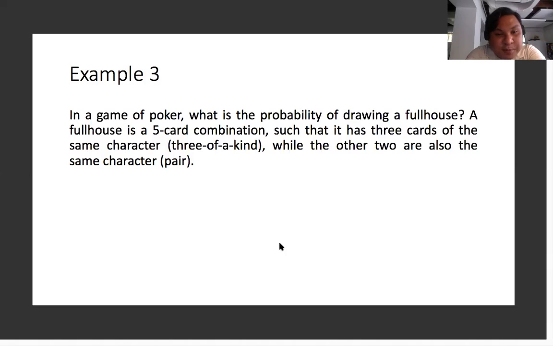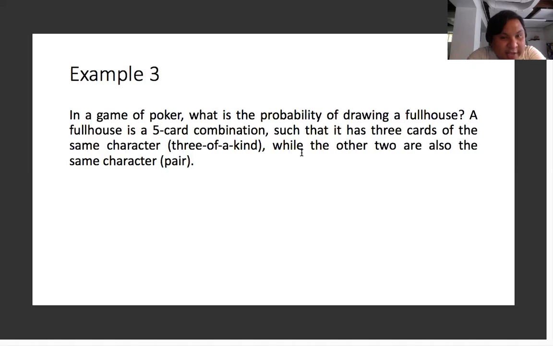All right. So in this particular problem, we're supposed to determine the probability of drawing a full house. So a full house is a 5-card combination that has a 3-of-a-kind, which means 3 cards of the same character but different suits. And it also has a pair for its last 2 cards. Okay?